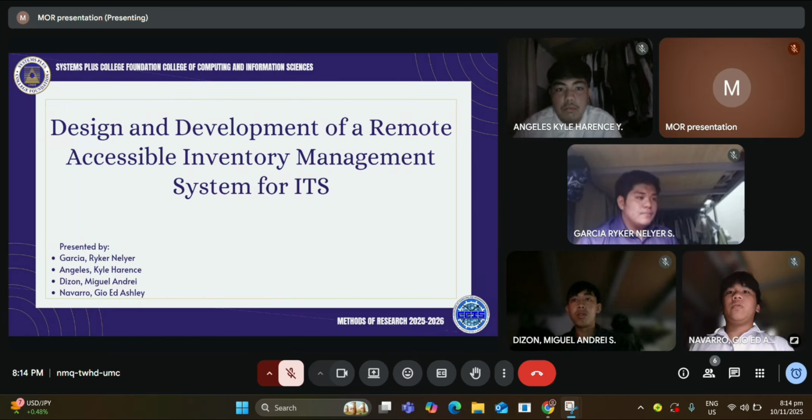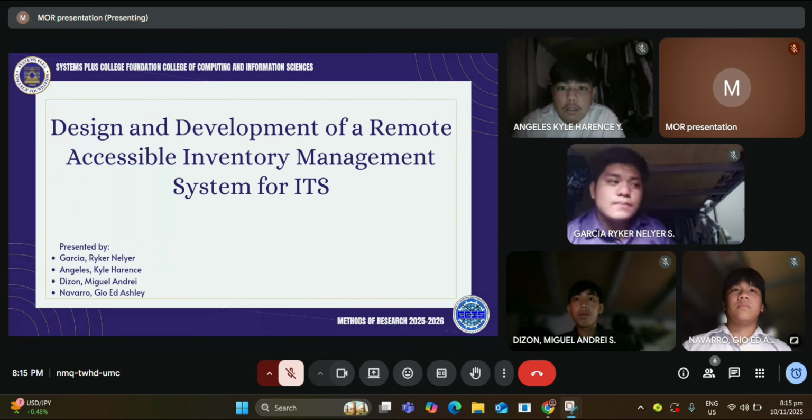The second question is, how does your proposed system or technology improve the efficiency, security, or user experience compared to an existing solution? The proposed remote accessible inventory management system enhances efficiency, security, and user experience by addressing the weaknesses of the traditional inventory process. It streamlines operations through a centralized web-based platform that enables real-time updates, automated reporting, and faster tracking of IT assets, eliminating manual errors and delays.